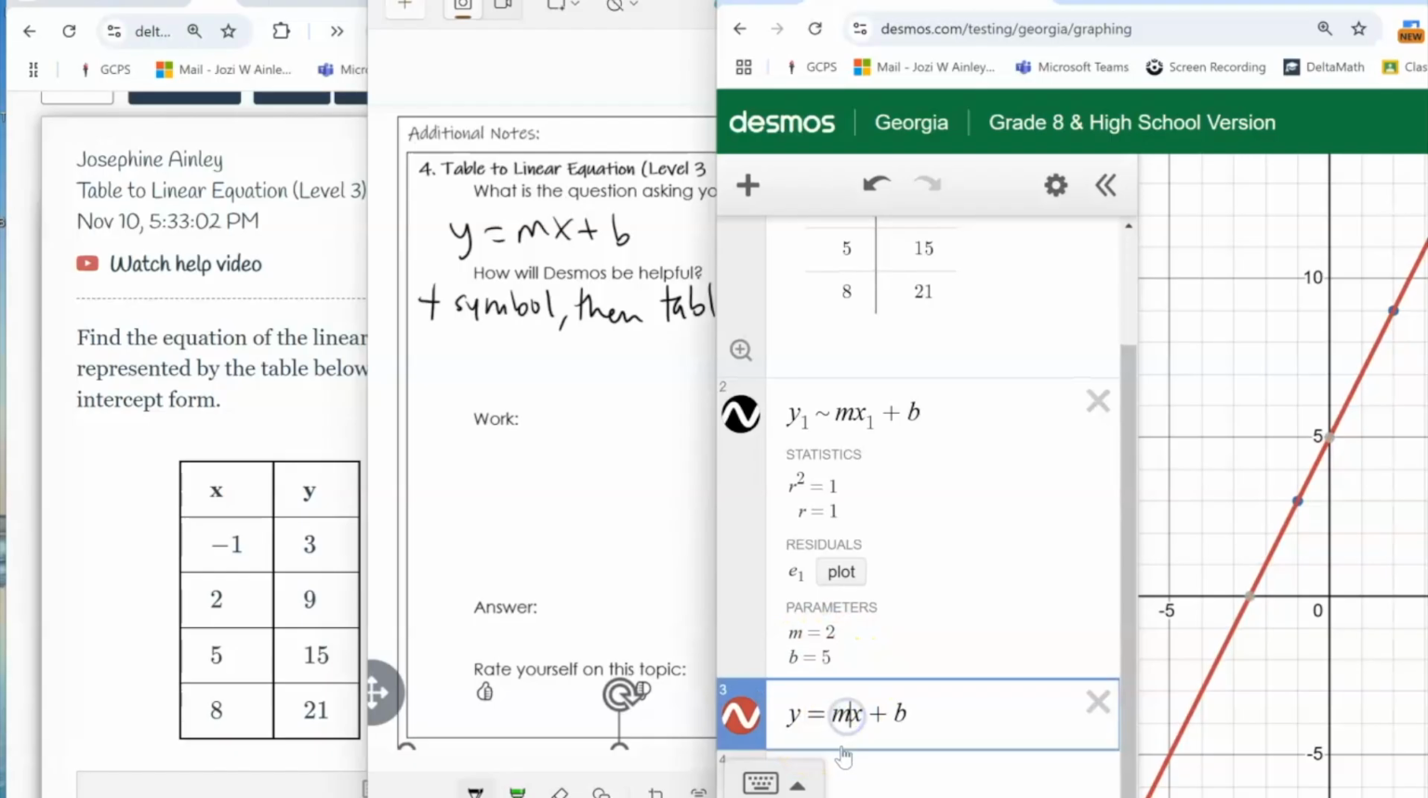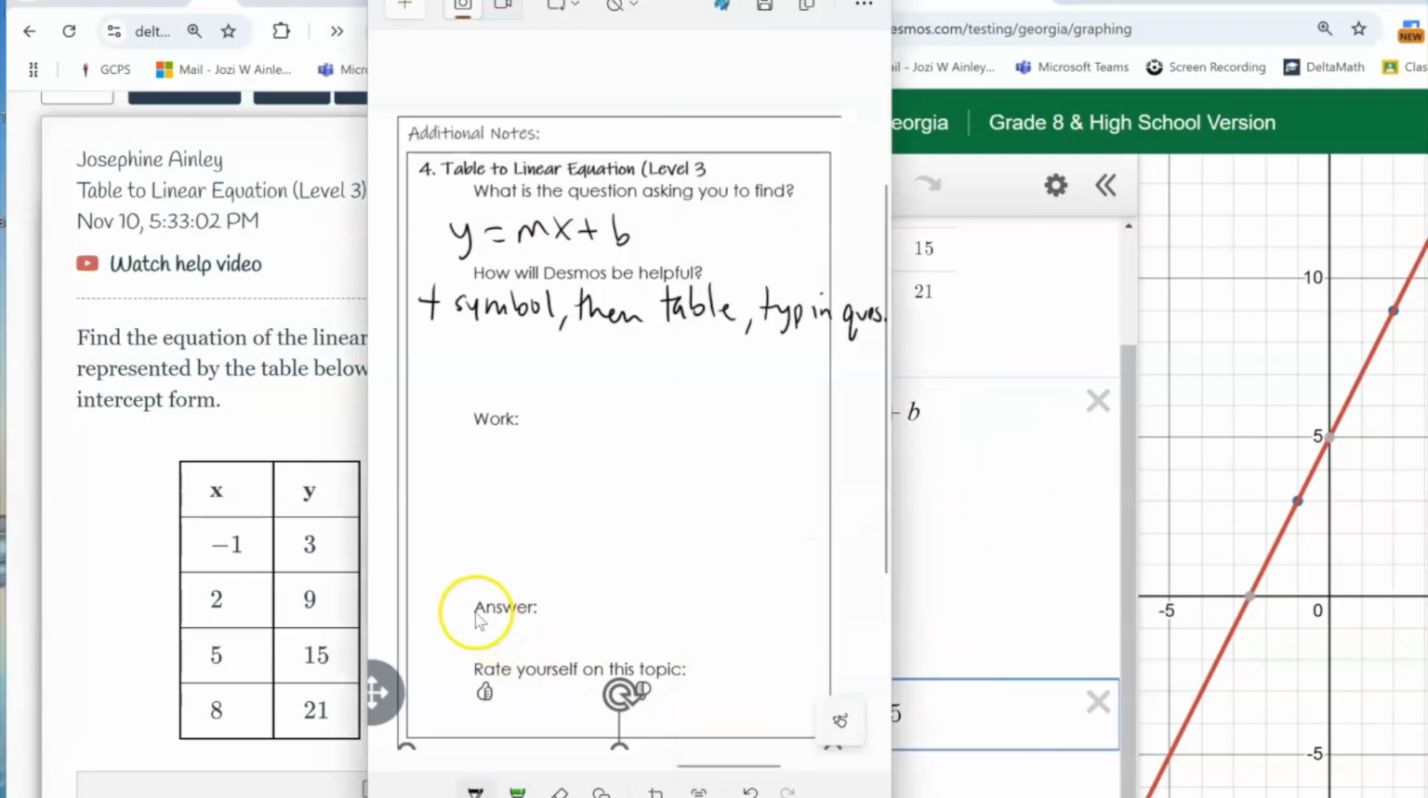And I'm going to check that in the calculator. So I said my m, I'm going to replace that with a 2, and my b is 5. And if this is correct, red should line up with black, which it does, which lines up with blue. All right, so double check or triple check your answer in here. And then here, you're going to write down what you want, okay?